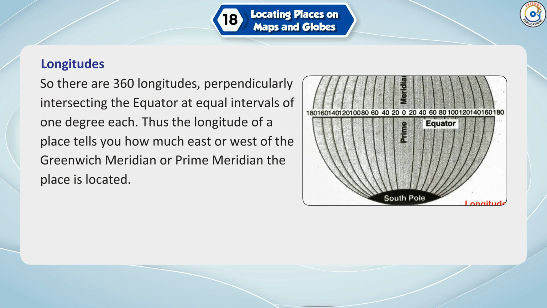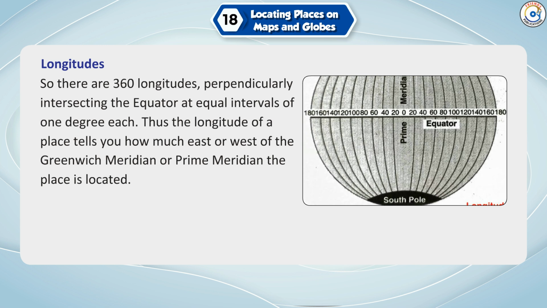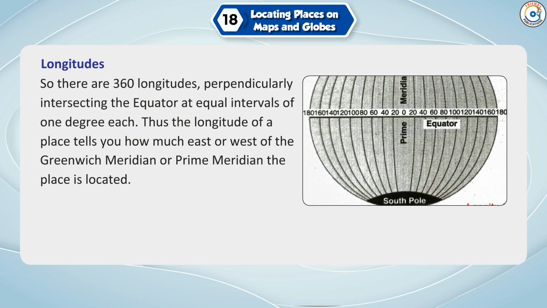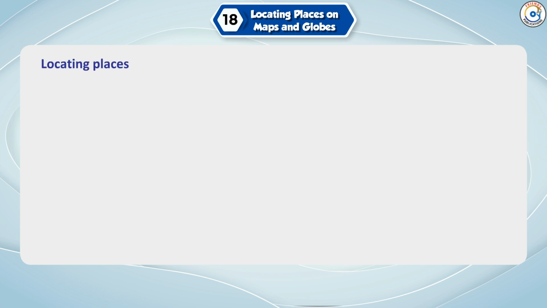Thus, the longitude of a place tells you how much east or west of the Greenwich meridian or prime meridian the place is located. The meridian of 180 degrees east and 180 degrees west is the same line. Halfway around the globe from the prime meridian is longitude 180 degrees.